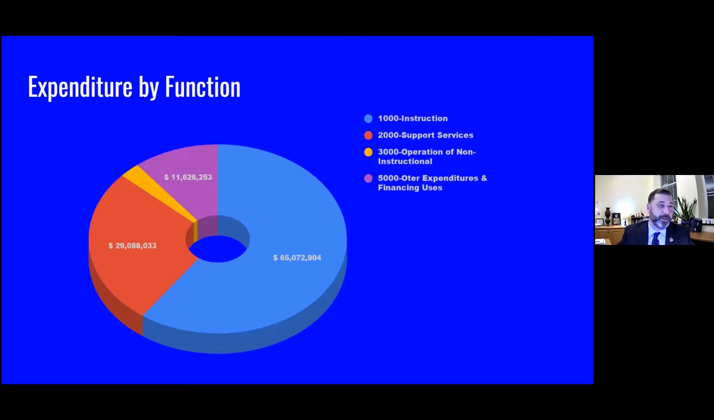So the first way to look at expenditures is the same way we looked at revenues, and that's by function. We use 5 different function codes here. Obviously, the biggest one, $65 million, going to instruction. 2000 is our support services, 3000 non-operational, and then 5000 is our debt and any transfers out to capital projects funds.